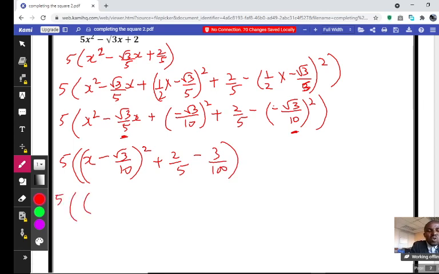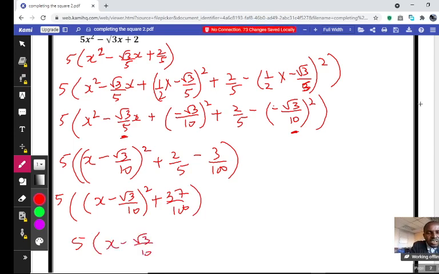Right, let's simplify 2 over 5 minus 3 over 100. You maintain everything here, squared. Then on 2 over 5 minus 3 over 100 you can use your calculator. What do you get? 37 over 100. Plus 37 over 100, like this. Then remove the bracket with the 5: 5 times x minus root 3 over 10 squared, plus 37 over, then 5 into 100, what do you get? It's 20.